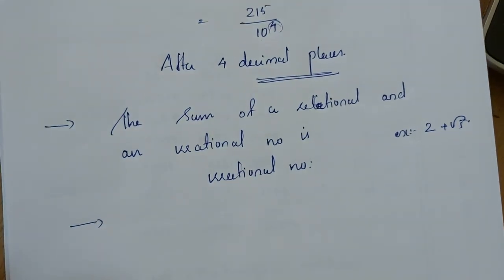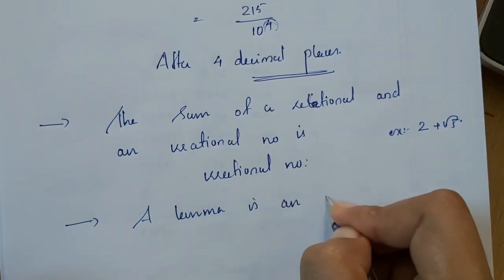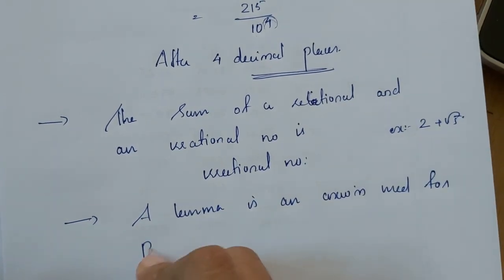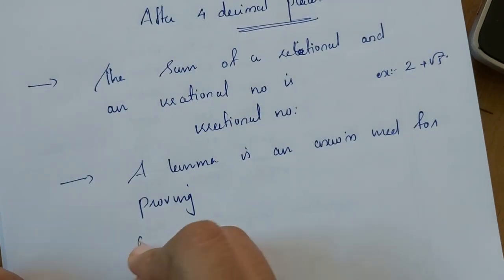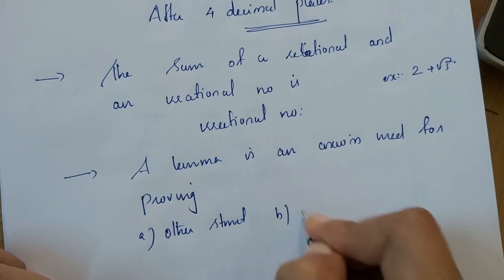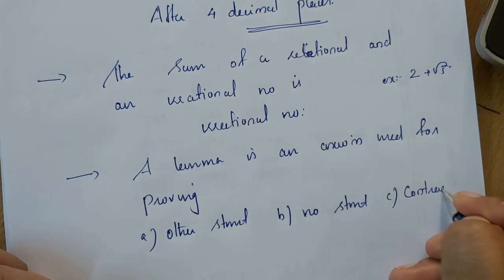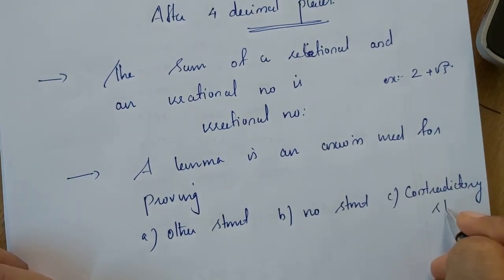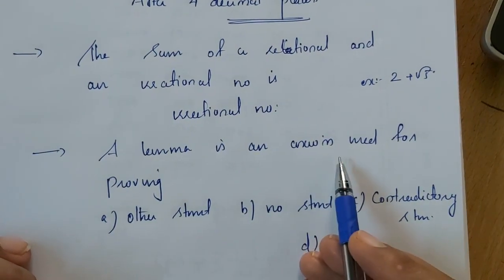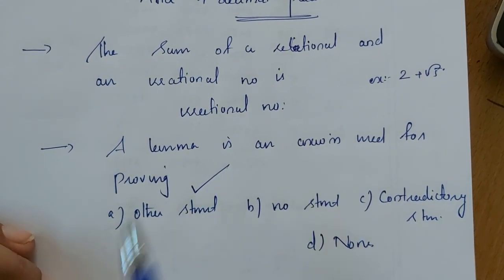Next, a lemma, it is a previous question, all these are previous questions, is an axiom used for proving. Our options given are A other statement, B no statement, C contradictory statement, and D none of these. Our question is, a lemma is an axiom used for proving. The answer is other statement. It is used to prove other statements.